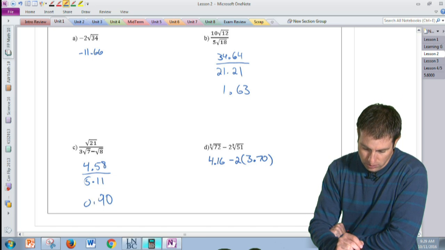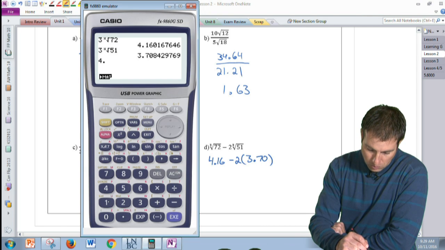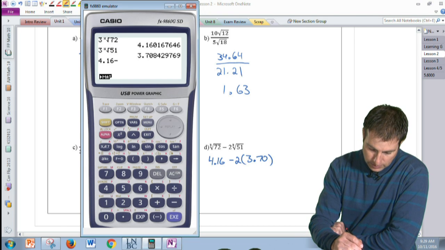So you can do it in 2 steps, and then I'll check and see if my calculator knows what it's doing. So I'm going to go 4.16 minus, and then I go bracket, 2 times 3.70.